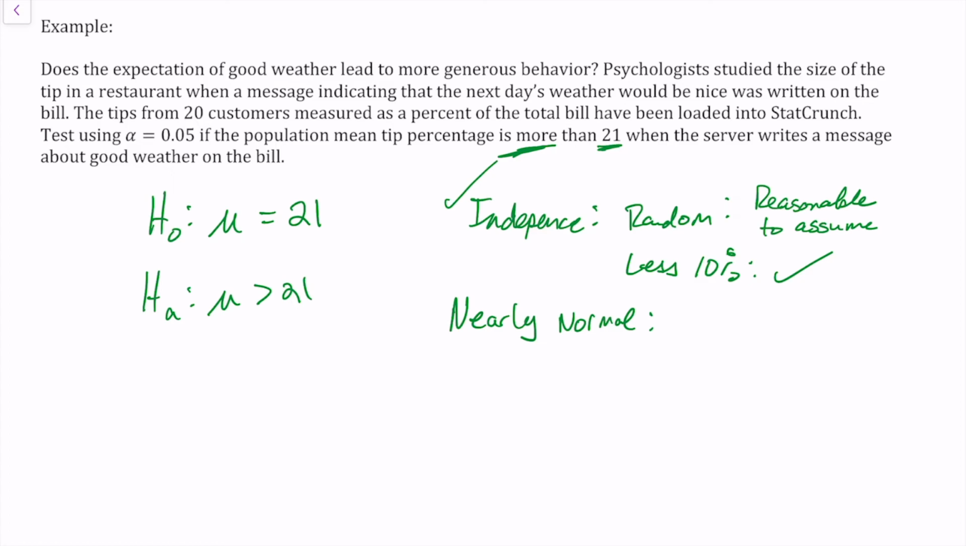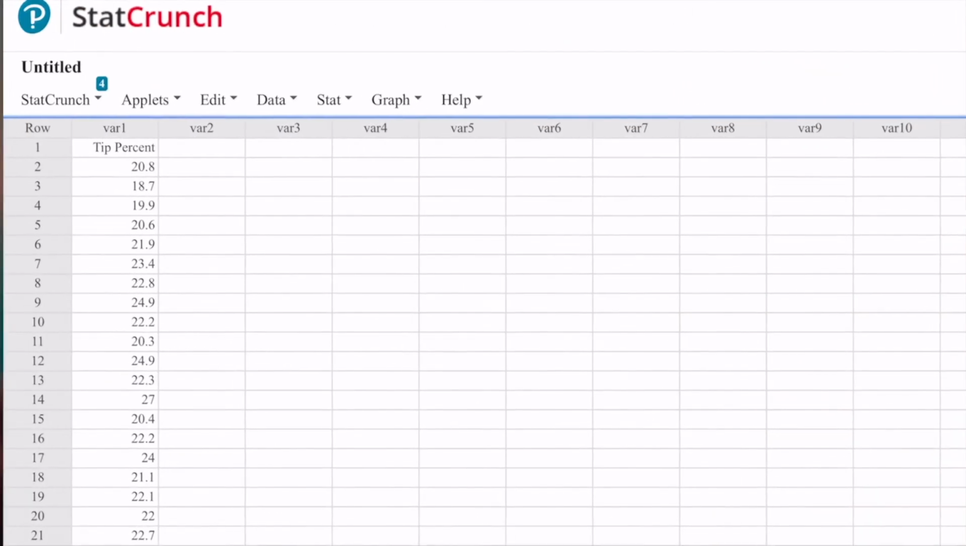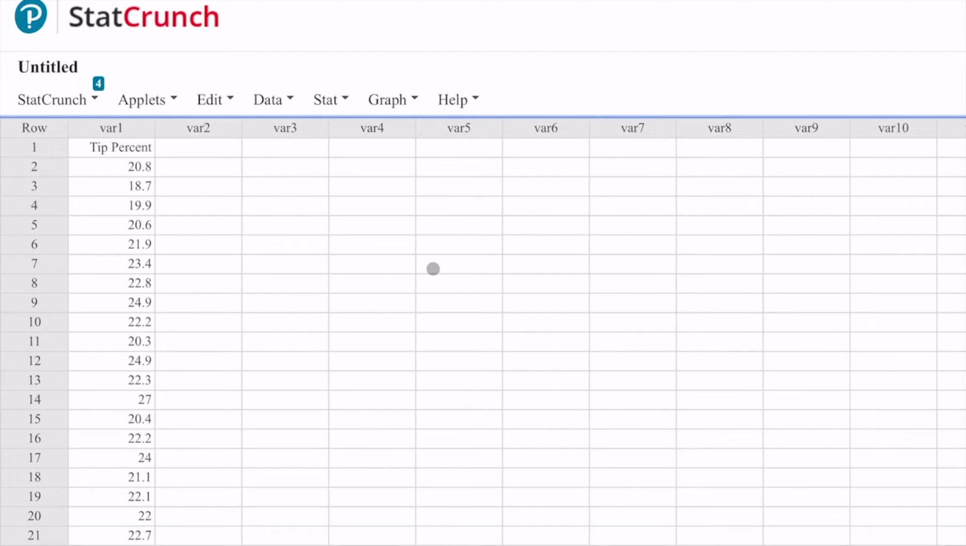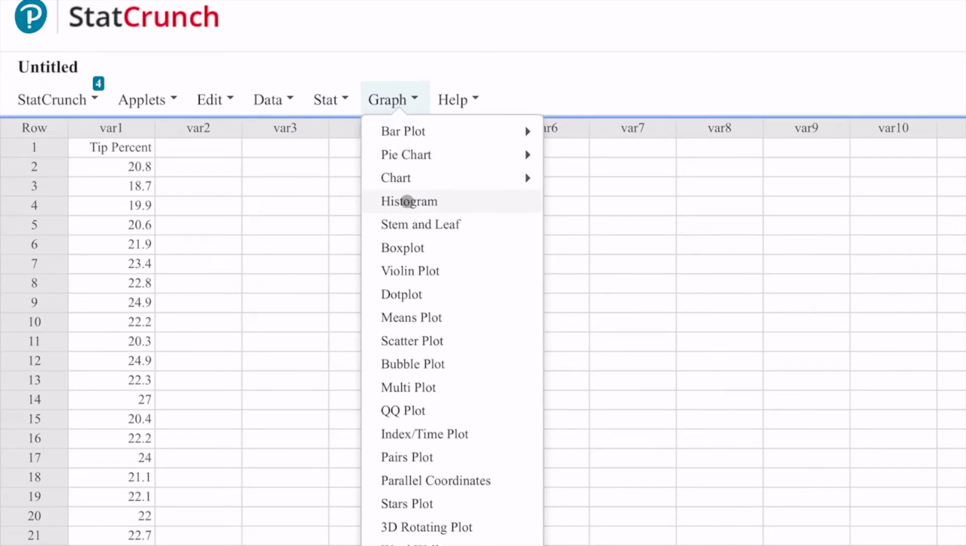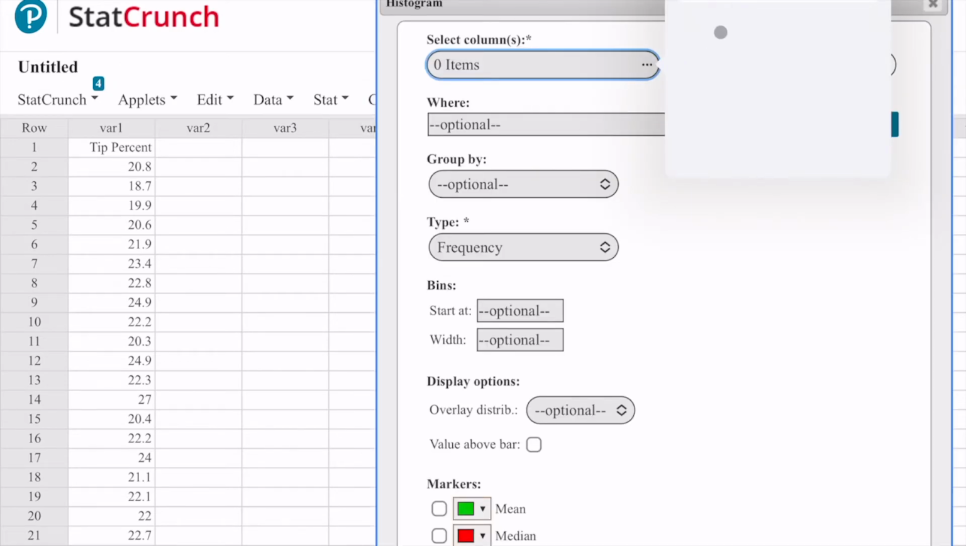what we'll have to do is look at the histogram of these, because our sample size is 21, which is on the small-ish side. So let's look at the histogram really quickly. If you guys remember, to get the histogram in StatCrunch we go to Graph, Histogram. All my items are in a column called Variable 1.